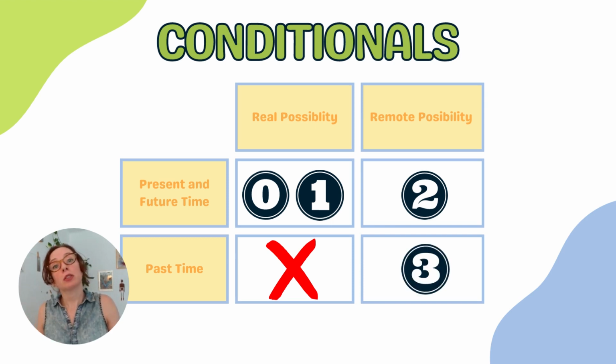But the last one we'll talk about is the third conditional, which is about a remote possibility in the past. If I had known, I would have done something. So this is more for things like regrets, things that we can't change about the past. So again, let's go more into detail.